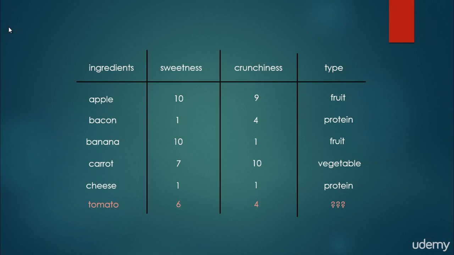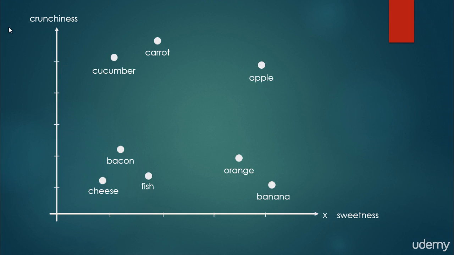And for example, we have the tomato, and the tomato has the same number of features as we have discussed, the sweetness, the crunchiness, the ingredients, and we want to have a guess about the type. So what can we do? First of all, we create a plot. On the x-axis there's the sweetness, on the y-axis there's the crunchiness, and we get a plot something like this.